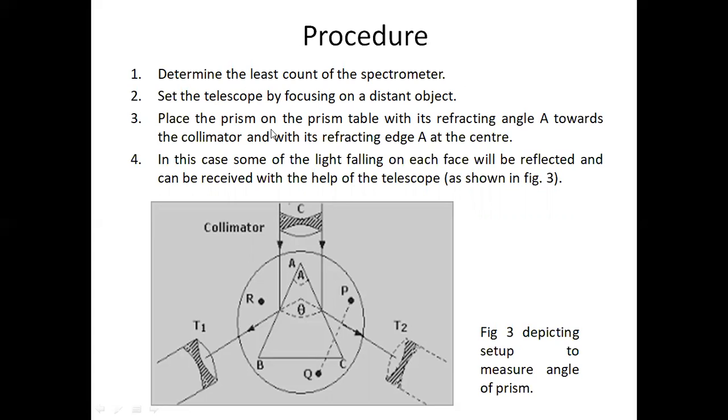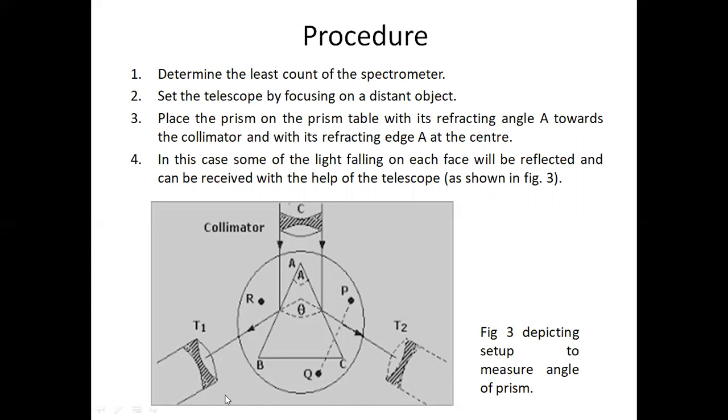After that, you have to place the prism on the prism table with its refracting edge A towards the collimator. The prism should be placed such that its refracting edge should be facing the collimator, so that the parallel beam of light should fall on this edge. Light falling on both the faces of the prism will be reflected and can be received with the help of telescope.